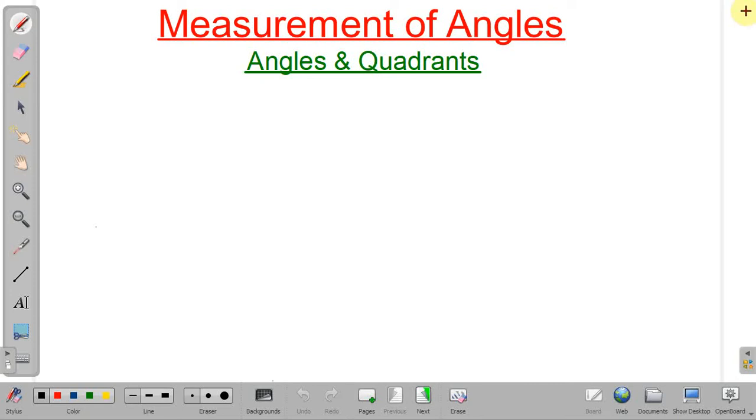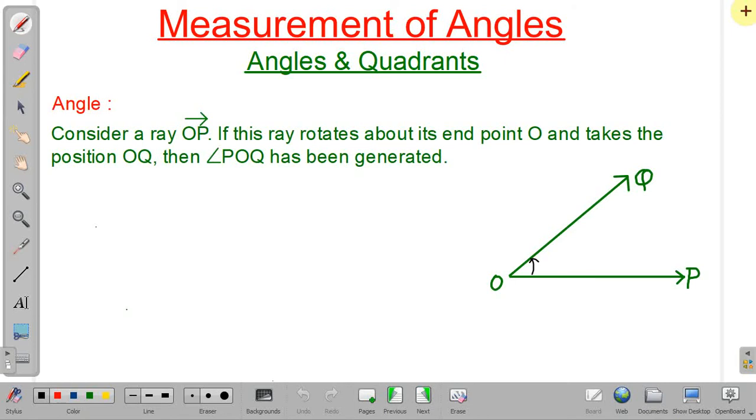In this lecture of trigonometry, we will discuss measurement of angles, in which we will concentrate on angles and quadrants. So let's start. See, what is an angle.